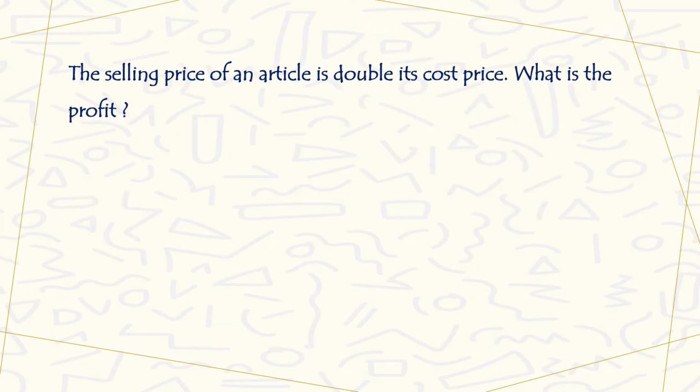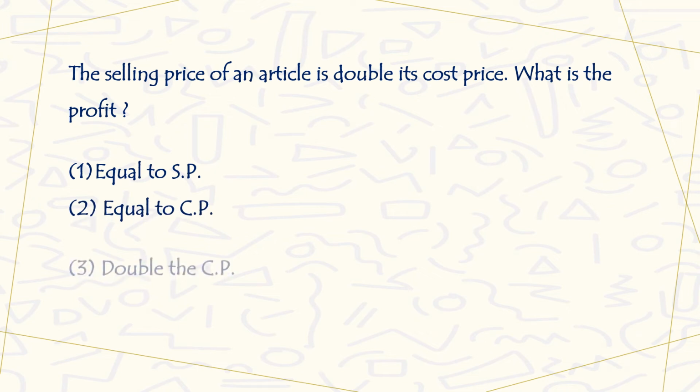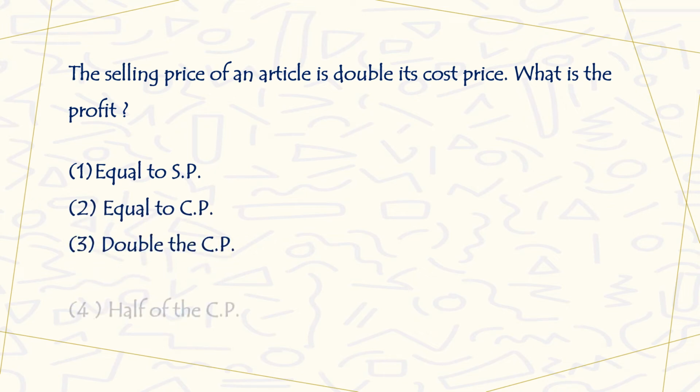The selling price of an article is double its cost price. What is the profit? So if I'm selling an article and it is double its cost price, जितना price था, अगर जो भी material है, that is for 100 rupees, if I'm selling it for double the price, मतलब अगर 100 rupees का, if I'm selling it for 200 rupees, what is the profit? How much is the profit? Is it equal to the selling price? Is it equal to the cost price? Is it double the cost price or is it half of the cost price?